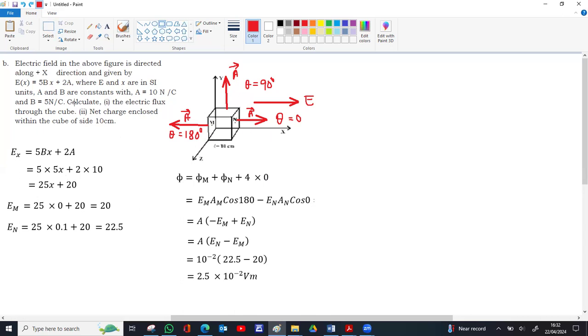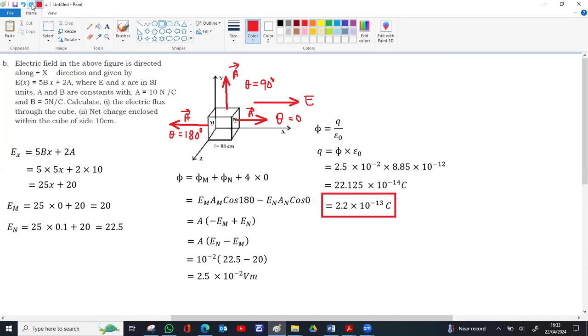Now the second part is the charge. Since we know the flux, we can use Gauss's theorem. So flux equals total charge enclosed divided by epsilon 0. So Q will be epsilon 0 times flux. The flux is 2.5 into 10 to the minus 2, and epsilon 0 is 8.85 into 10 to the minus 12. So 2.5 into 8.85 becomes 22.125 into 10 to the minus 14. If you take 10 to the minus 1 from here, it becomes 2.2 into 10 to the minus 13 coulomb. That's the total charge enclosed within the cube.